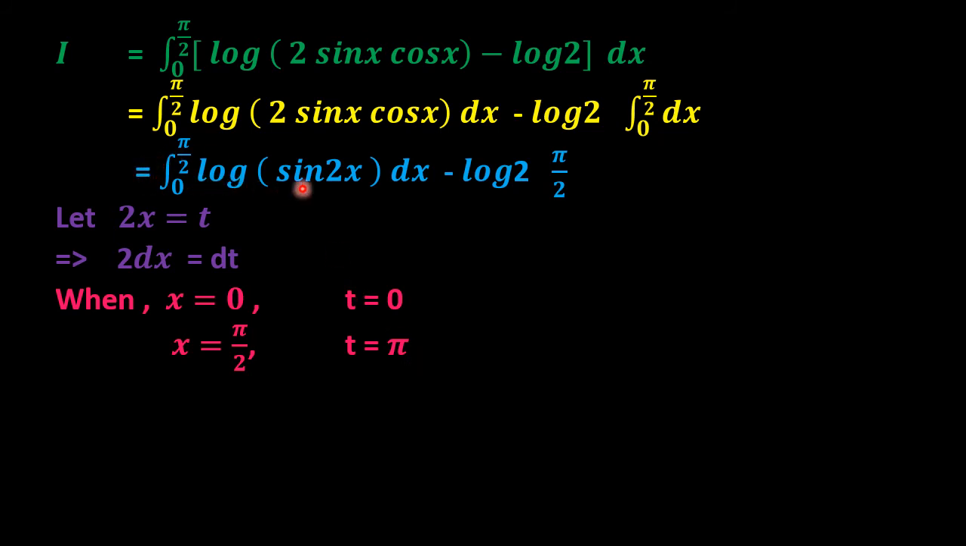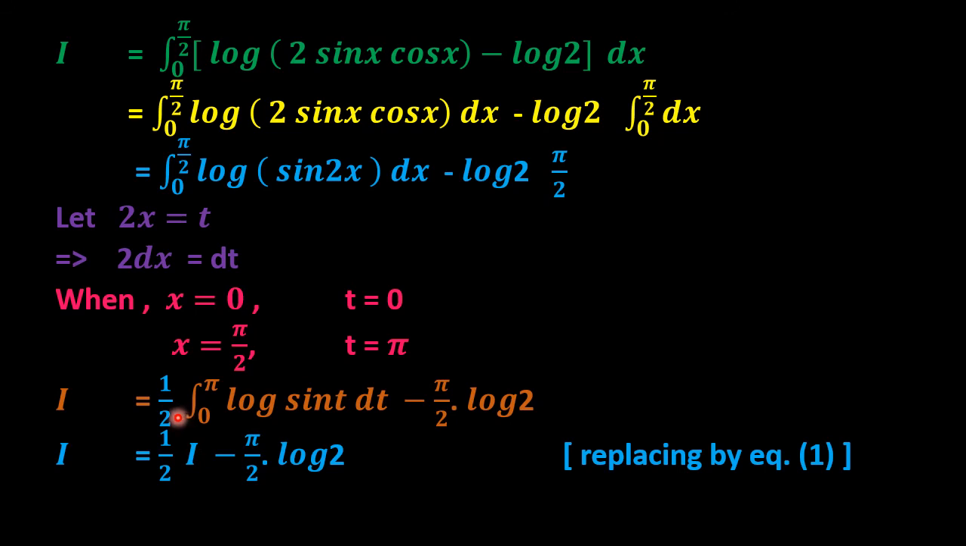Then this will get modified as I equals to integration from 0 to pi log sin t dt minus pi by 2 log 2. Now here this integration from 0 to pi log sin t dt is same as equation number 1. So we replace that by I here. So this half and then this will be represented by I minus the second term is pi by 2 log 2.